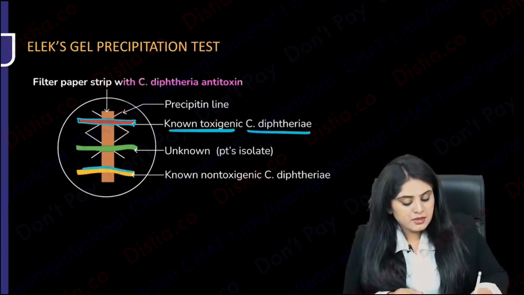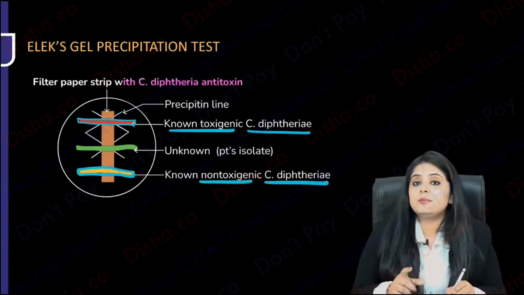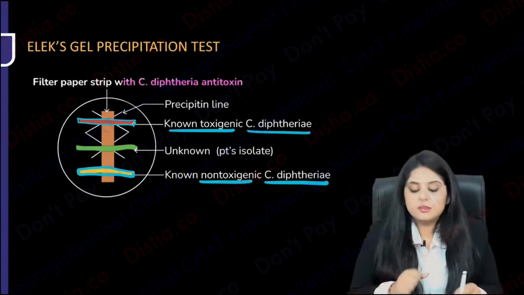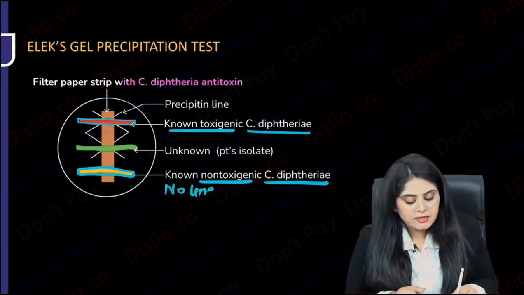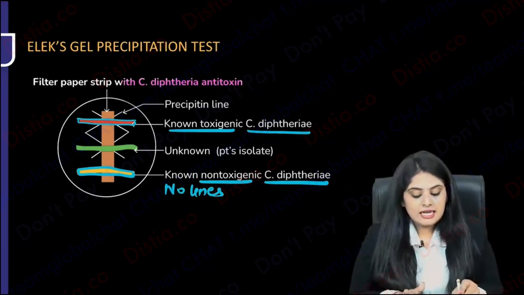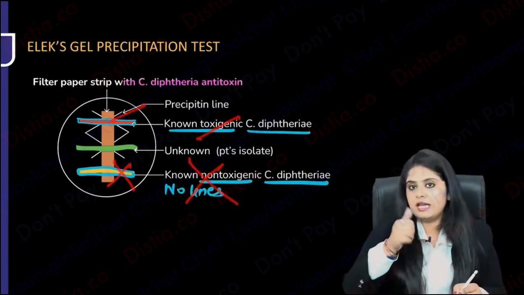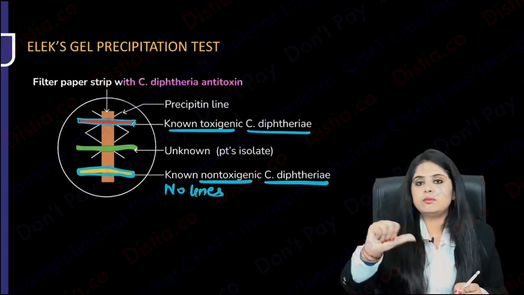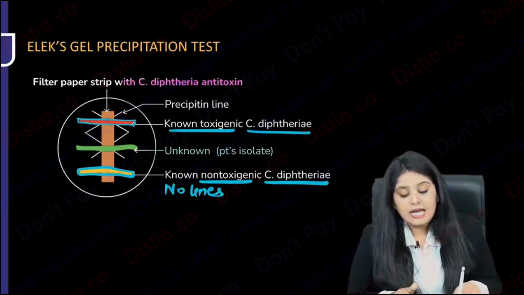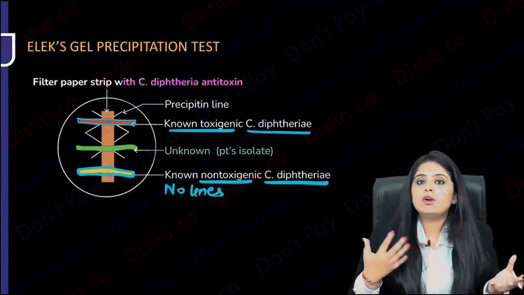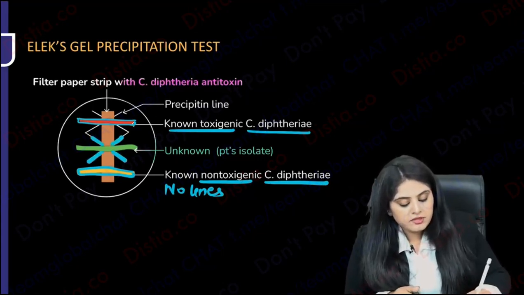Then I kept another filter paper. On that also I kept Corynebacterium diphtheriae, but I deliberately kept a non-toxigenic one. So now will you see the precipitin lines? No, I don't see any precipitin lines over here. No line. So ultimately I have made my own test. Line hoga to toxin hai, line nahi hai to toxin nahi hai. So line formed, toxin is there; line not formed, toxin is not there. Now I keep my patient sample over here. I don't know whether my patient has the toxin or doesn't have the toxin, but I saw that precipitin lines were formed with the patient sample.